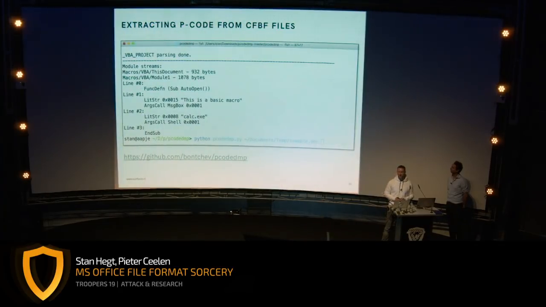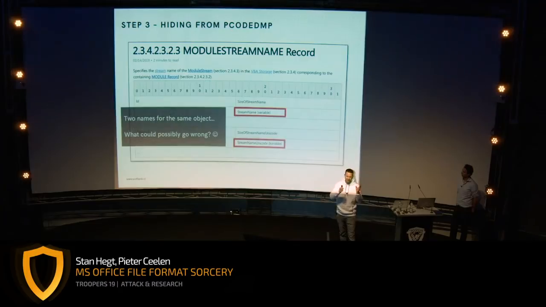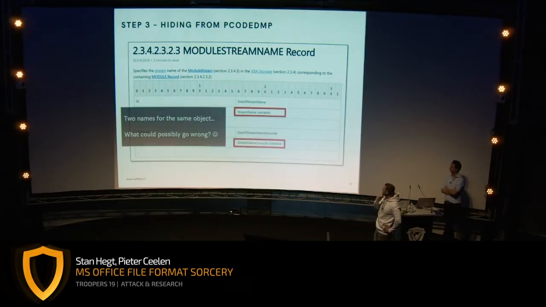So how can we get rid of analysis by tools like pcodedump? For that, we dive back into the specifications again. If you look at the dir stream, which is like the directory layout, there's a specification, and there's a stream name and a stream name Unicode. So there's two fields pointing to the same module. One is in ASCII and one is in Unicode. So we have two names for the same object. What could possibly go wrong here?